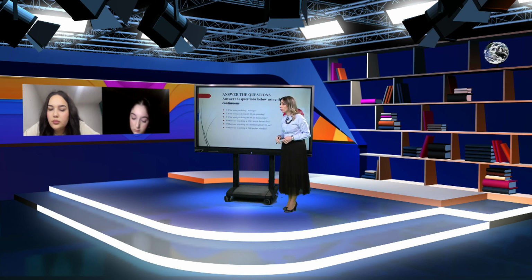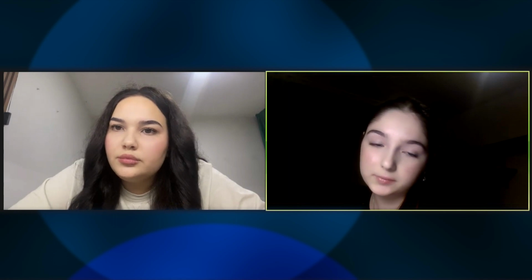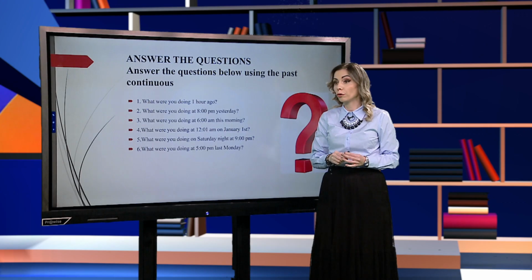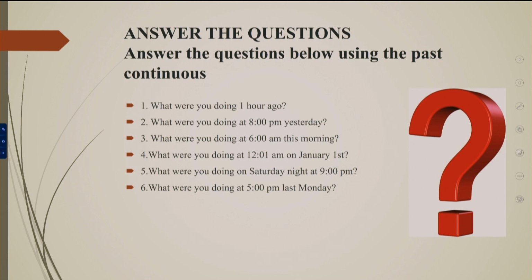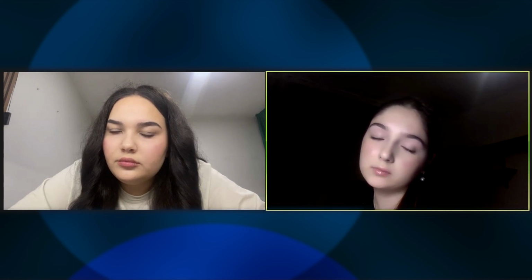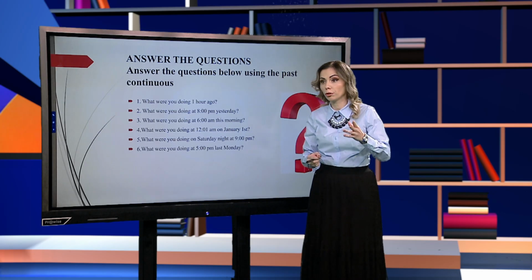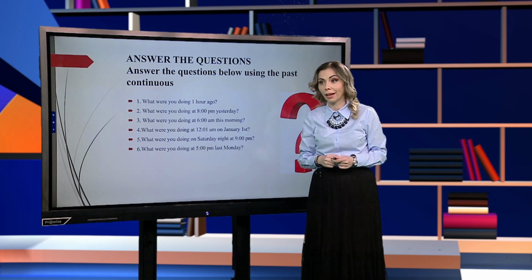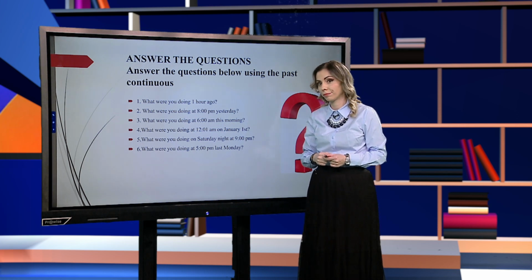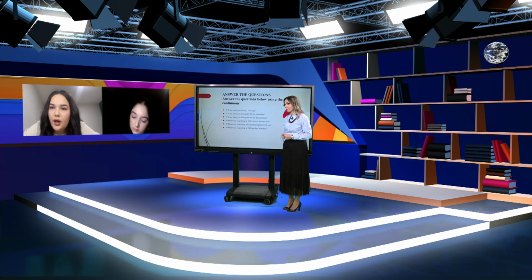Kira, what were you doing 1 hour ago? I was studying English. Very well. What were you doing at 8 p.m. yesterday, Anna? I was taking a shower. Kira, what were you doing at 6 a.m. this morning? I was getting dressed for school. Anna, what were you doing at 12 a.m. on January 1st? I was celebrating the New Year's.